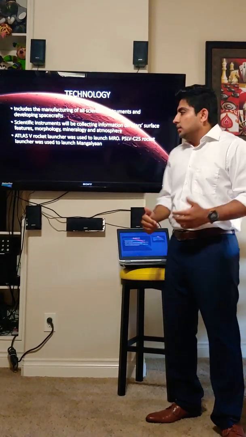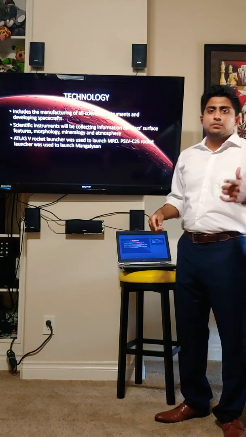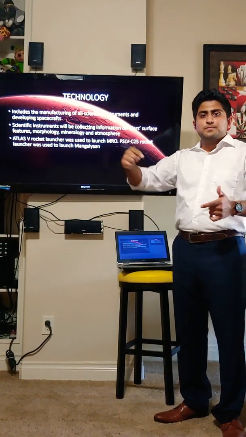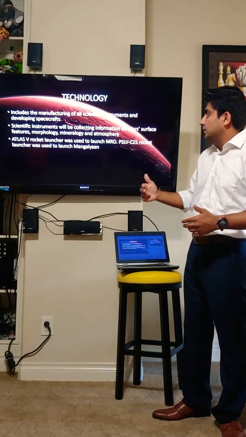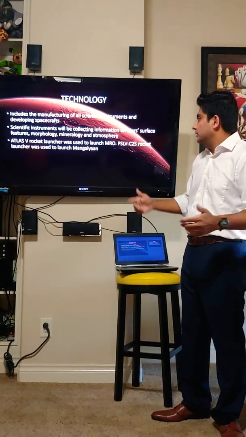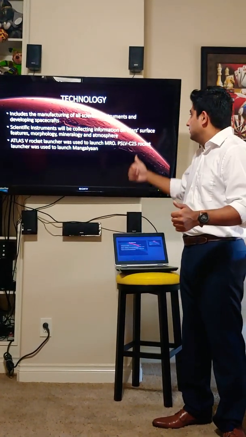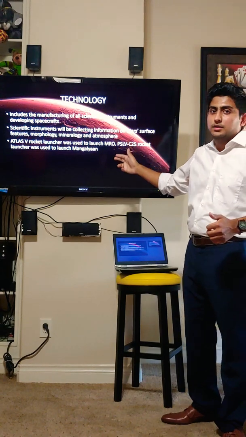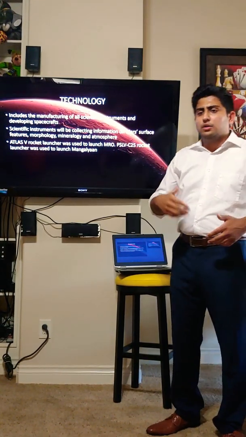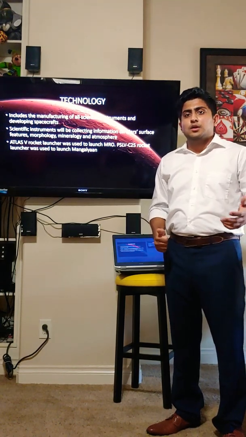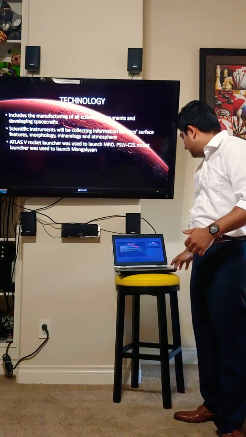ISRO was making a GSLV rocket because PSLV is not capable enough to carry out Mars missions. But the manufacturing of the GSLV failed and they couldn't get it ready to launch Mangalyaan. So they had to use the PSLV-C25 rocket, which was questioned by scientists and engineers throughout the world, but ISRO made it happen and successfully entered Mars orbit.